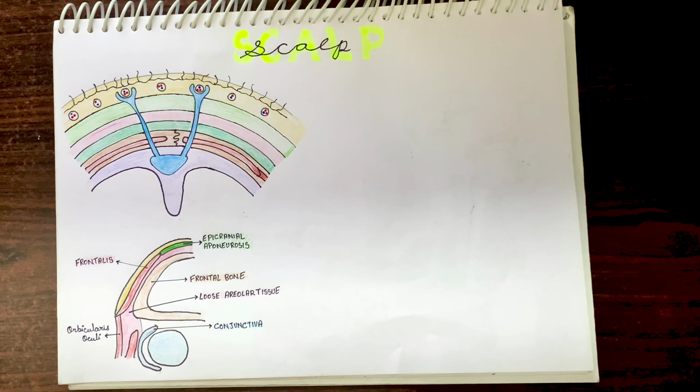The skin is thick and hairy, and along with the hair there is presence of a lot of sweat and sebaceous glands as well. The second layer that we will look at is the superficial fascia, denoted by the letter C. The superficial fascia contains numerous blood vessels and it is dense and fibrous in nature.